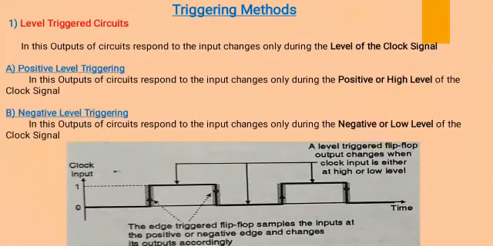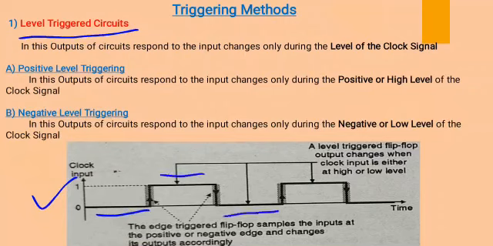Now first we will see the level triggered circuits. In this, the output of the circuit responds to the input changes only during the level of the clock signal. This is the clock signal which is having low level and high level. This is a low level of the clock signal and this is a high level of the clock signal. Again low level, again high level. The low level has a binary value of logic 0 and the high level has a binary value of logic 1.